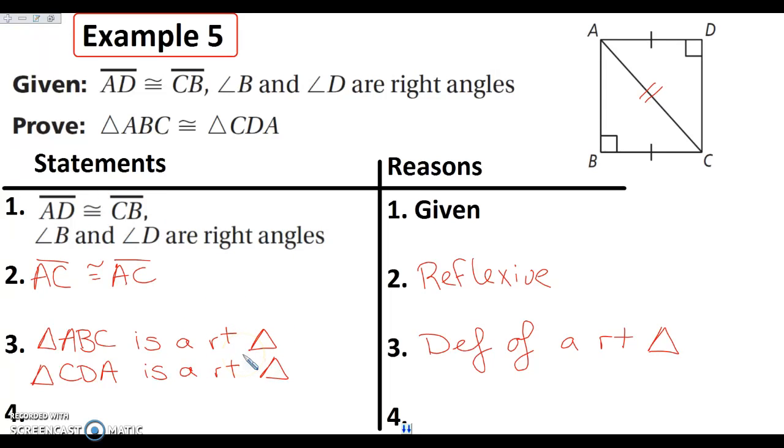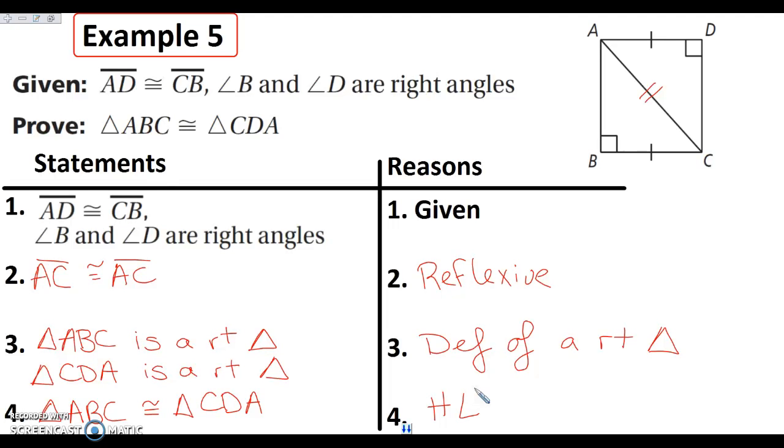Now I can hit everything in my check marks. I have a right triangle, which we just said here. I have my hypotenuses are congruent, which we've said here. And I have a pair of legs congruent, which is given to us. So now I can say that triangle ABC is congruent to triangle CDA by hypotenuse leg. Okay, so one of the first things that I want you guys to do when you see right triangles is to look and see if HL is a possibility.